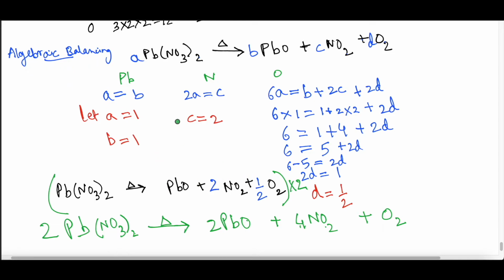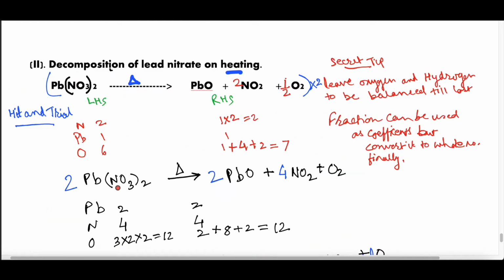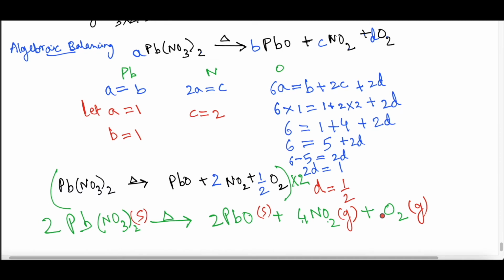Now our final step is to write down the physical states of each substance. So we have lead nitrate, which is solid in state, lead oxide again solid in state, NO2 is gaseous in state and oxygen is also gaseous in state. And this is the balanced chemical equation by the algebraic balancing method. It is the same as we had by the hit and trial method. Children, I hope it is clear to you. Now let us move on to another chemical equation and see how it gets balanced.